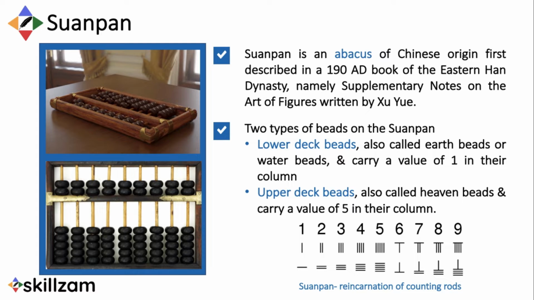There are 2 types of beads on a Suanpan: the lower deck beads, also called earth beads or water beads, which carry a value of 1 in their column.